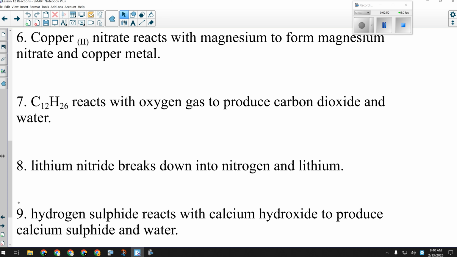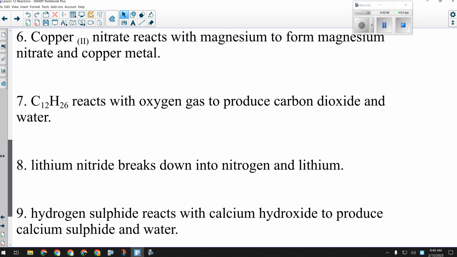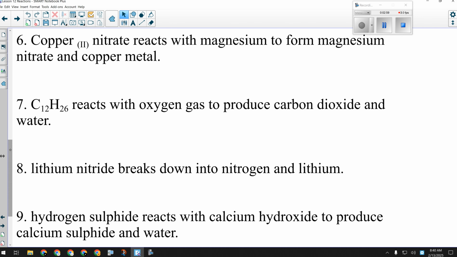All right, so here's what I would like you guys to do. Let's go over number 8 right now, just because we started talking about that, and then I'll have you do some of the others here. Okay, so for number 8, it says lithium nitride breaks down into nitrogen and lithium. So the first thing I need to do here is write out all the parts of this reaction. Lithium nitride is the first one. Is that ionic or molecular?